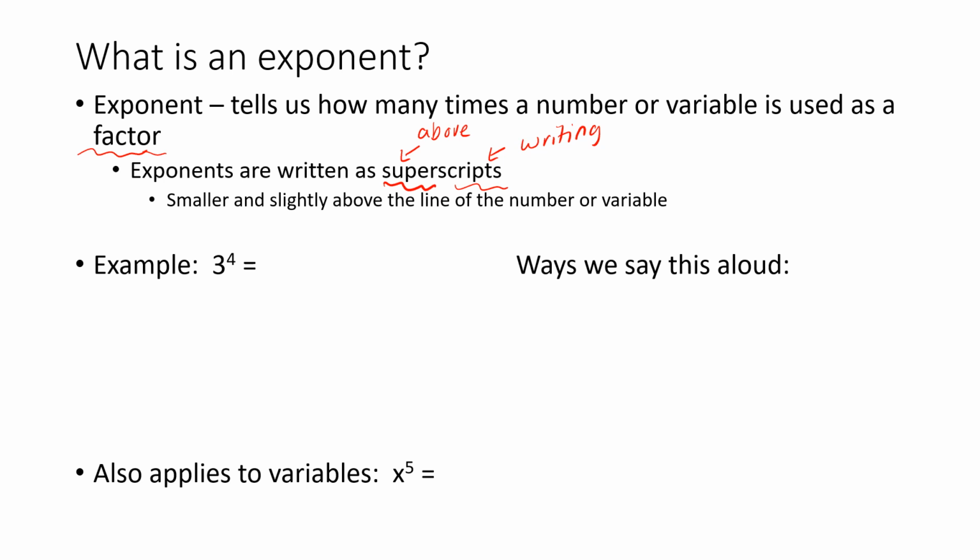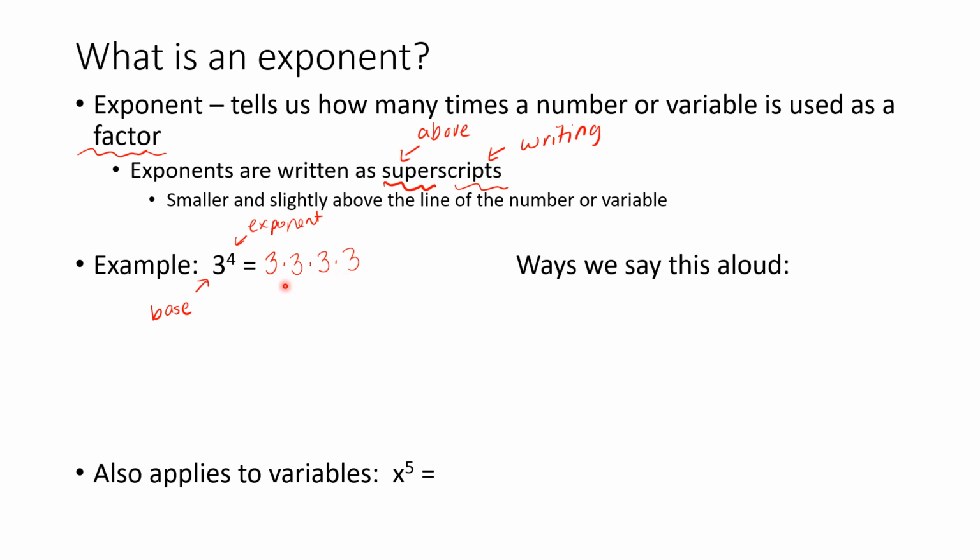So you can see an example of an exponent right here. So we've got the 3, that's called our base, okay? And the 4 here is called the exponent. And the 4 tells us how many times we're going to see that 3 multiplied in. So 3 to the 4th power means this. It means 3 times 3 times 3 times 3. So the 3 is used as a factor 1, 2, 3, 4 times.